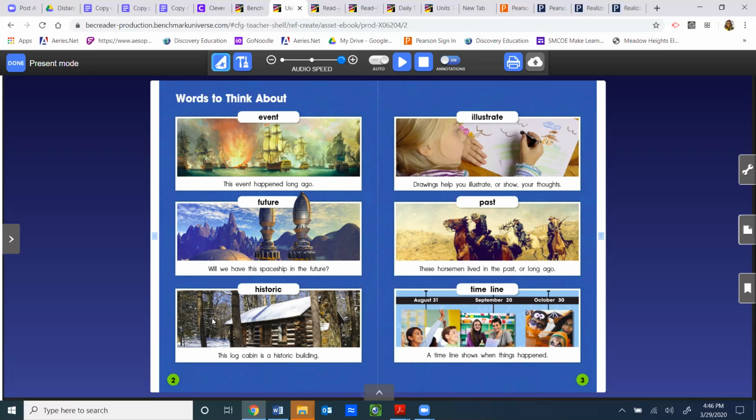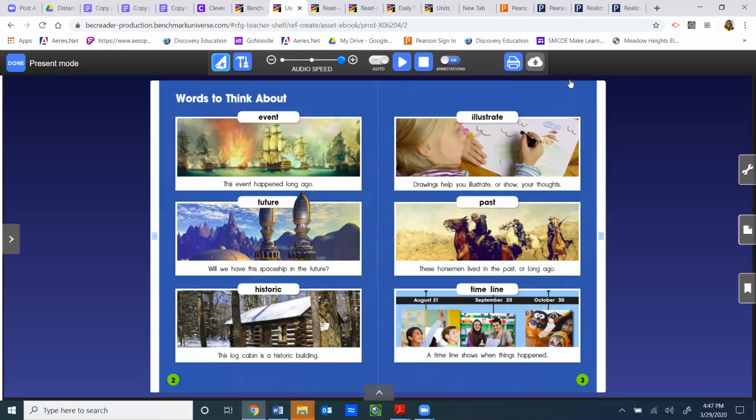Let's go to the next word, historic. This log cabin is a historic building. Typically when something is considered historic, that means that something important happened in that place or in that area. It can also mean that it is from a certain period of time that is deemed important. So perhaps something important happened at this log cabin, or there's something about it that lets us know more about the time in which it was built.